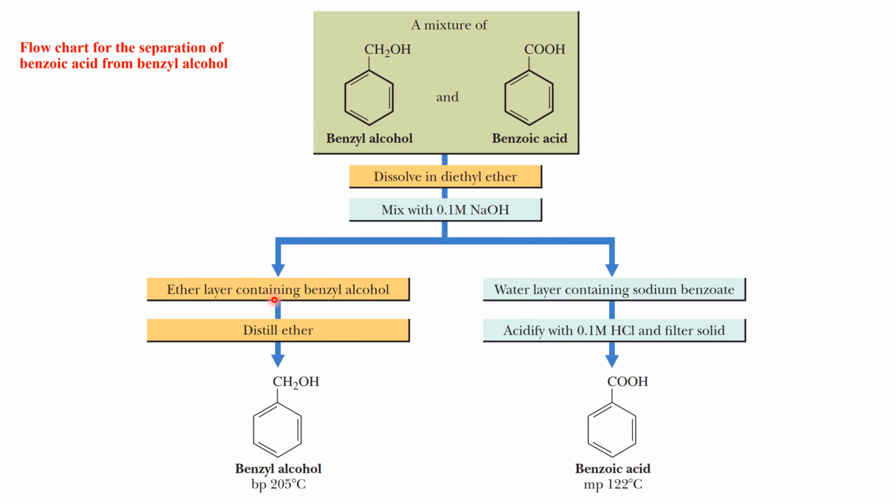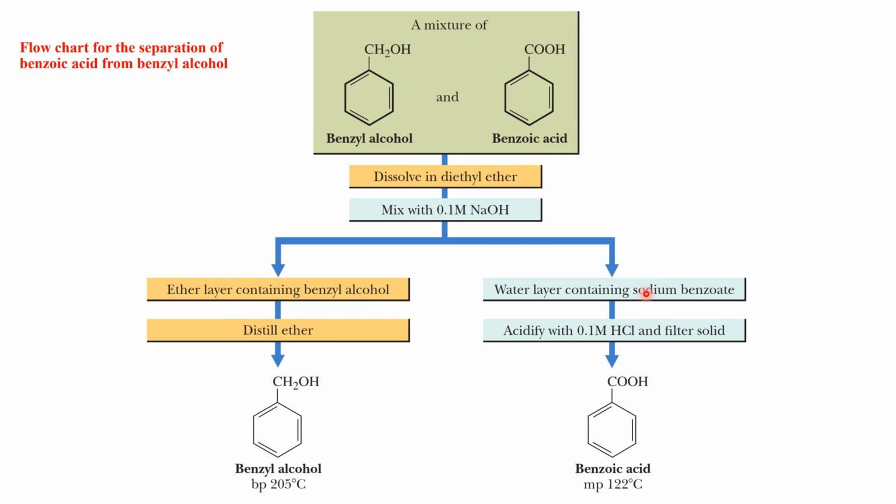So by distillation of the ether, we will get the benzyl alcohol, or we can also perform the rotavap. So at the distillation, we will recover both liquids at their different boiling points. So definitely diethyl ether has a very low boiling point, so that will be separated out firstly, and we will get at the end the benzyl alcohol.